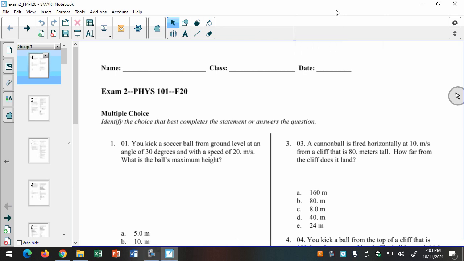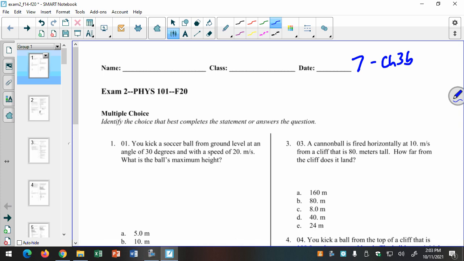Okay, so the quiz, I want to really focus a lot on projectile motion because that's most of your quiz, but we'll talk about the forces too. Actually, 7 questions on your quiz are from chapter 3. I'm going to call it chapter 3B. That's just projectile motion, not vectors. So that was on the exam, not vectors on the quiz.